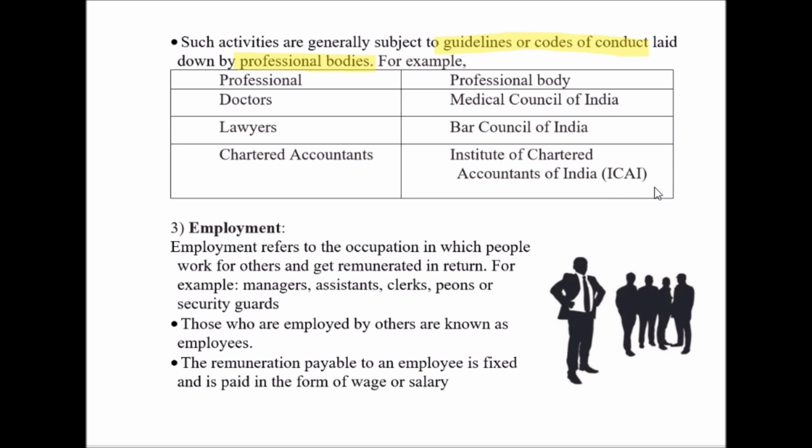So please remember, beta, all professionals have to follow the guidelines and code of conduct of some professional body of which they are a member, and if they don't follow those rules or code of conduct, their membership is cancelled and they can no longer continue in that particular profession. So suppose a chartered accountant is not following the code of conduct given by the Institute of Chartered Accountants of India, ICAI has a right to cancel the membership of that chartered accountant. So it is very important that you follow the code of conduct of a professional body of which you are a member. Now I want to tell you one more thing.